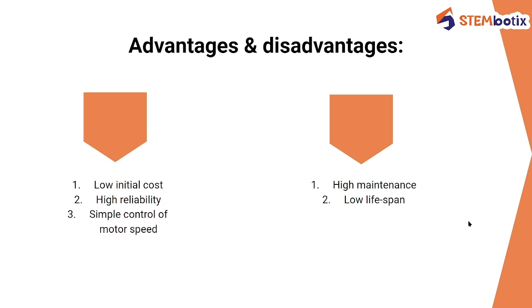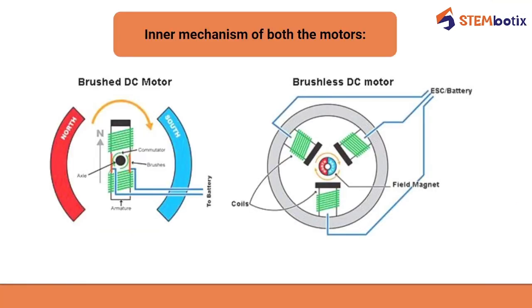Their disadvantages are high maintenance and low lifespan. Because they are using brushes, the maintenance of this kind of DC motor is high, and also the friction in the brushes decreases the lifespan of the motors, hence they have high maintenance and low lifespan. This is the inner mechanism of brushed DC motors and brushless DC motors. These are the brushed DC motor's inner mechanism, and this is the brushless DC motor's inner mechanism.